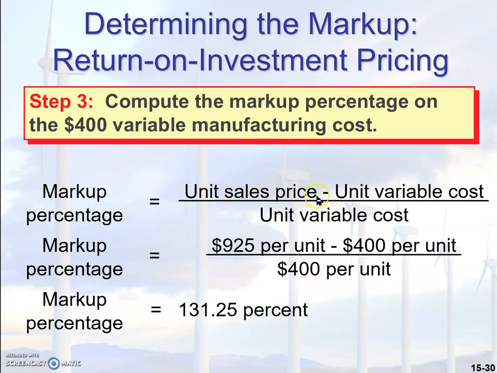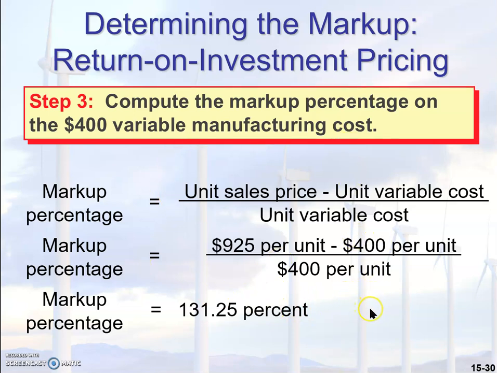It's the unit sales price minus unit variable cost because they use the markup percentage on the $400 variable manufacturing cost divided by unit variable cost. So it's a unit sales price of $925 per unit minus $400 divided by $400. So we have the markup percentage of 131.25%. And this is a markup percentage on variable manufacturing cost.